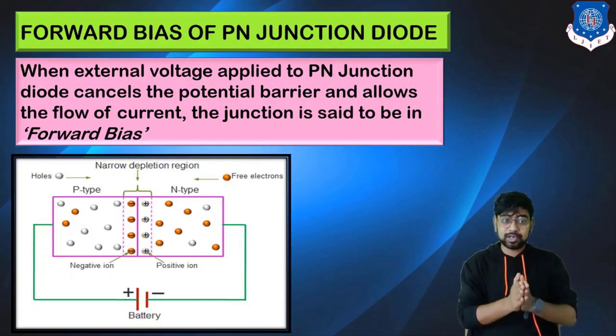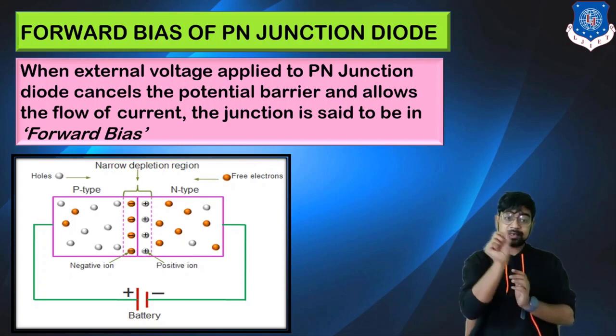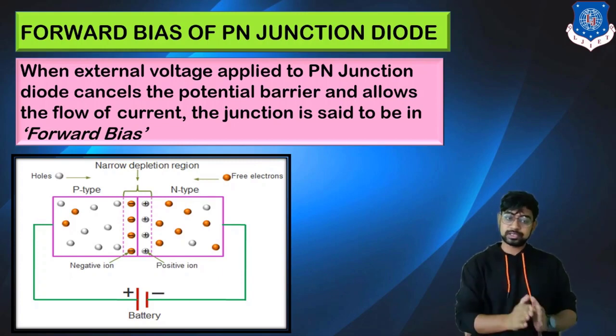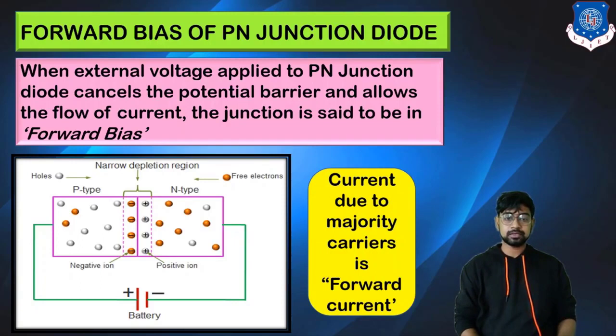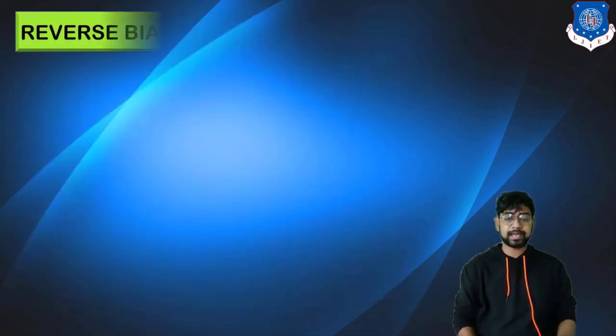So this is a new word, threshold voltage. Just keep this in mind: it is the particular voltage given by the external battery at which the depletion region shrinks completely and the current starts flowing. This was your forward bias. The current due to the majority carriers is known as forward current in forward bias.